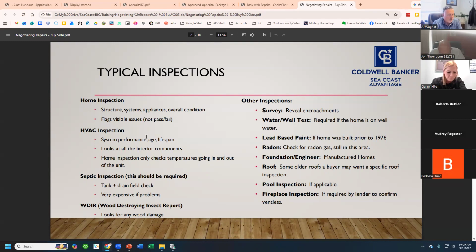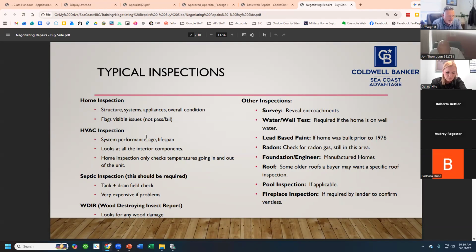Now, they don't open up areas that they can't get into, meaning if the electric panel is blocked, they will not move stuff to get to the electric panel, but they will pull the cover off the electric panel. They don't get inside the HVAC system, meaning they don't take it apart and look at the specific components, but they will do supply and return temperatures and check that also.